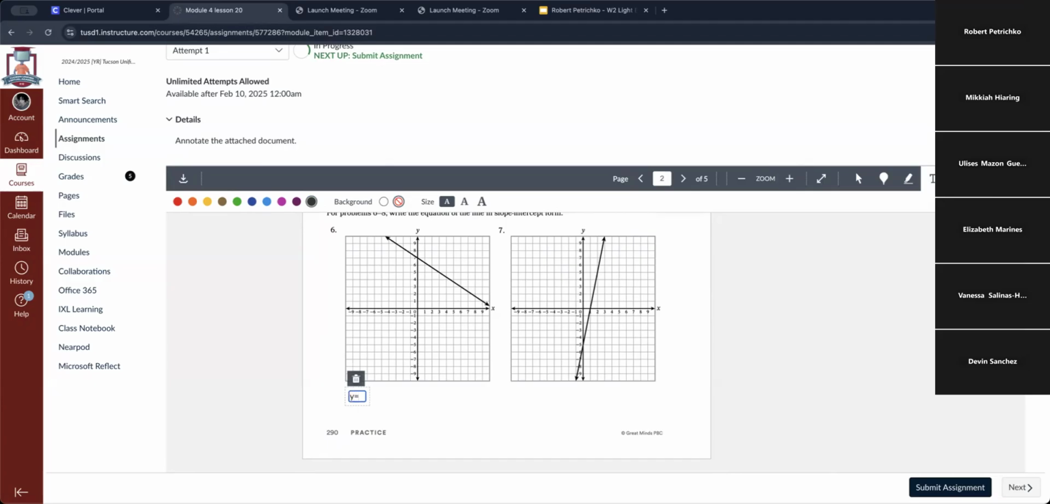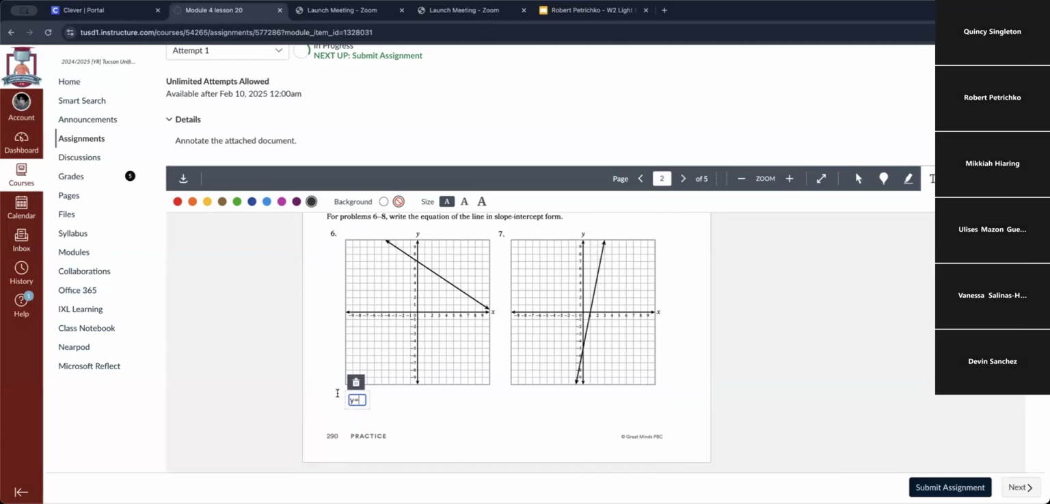Y equals, all right. So we have to get the slope because that's m. So we start, let's see. Oh, okay. So we're going to go, it's a negative slope. So we know it's going to be negative. It's going downhill, not uphill. So we know there's a negative sign. And you go down one. Oh, I can't see it. Okay. Let's count down.